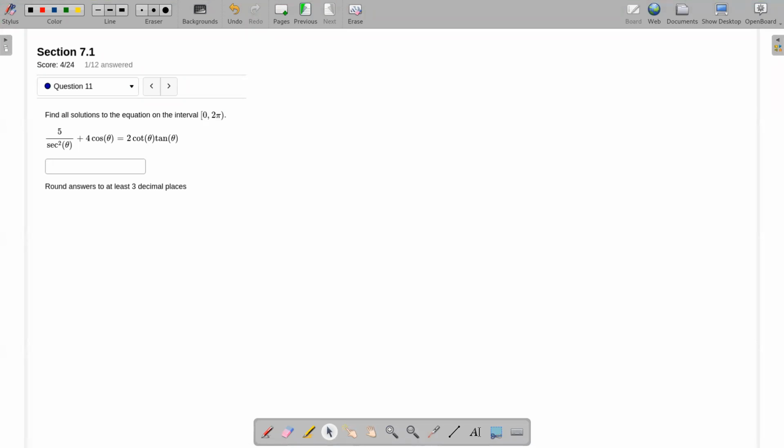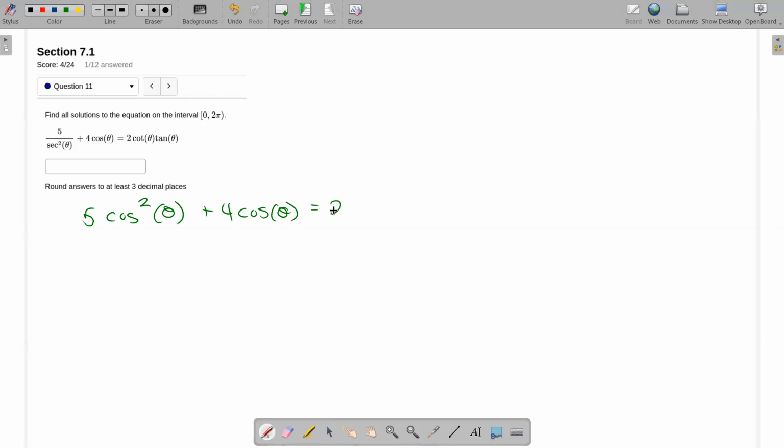So whenever we have secants, cotangents, cosecants, all those other functions, usually we just want to get rid of them and use sines and cosines instead. So remember, the secant is the reciprocal of the cosine. So 1 over secant squared will give us cosine squared. So I'm going to get 5 cosine squared of theta. 4 cosine is just fine.